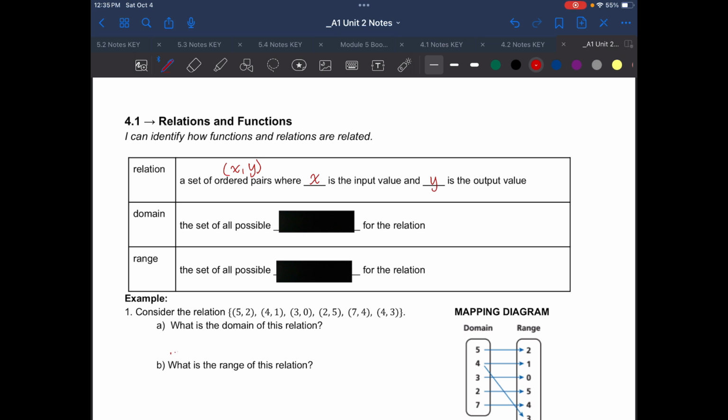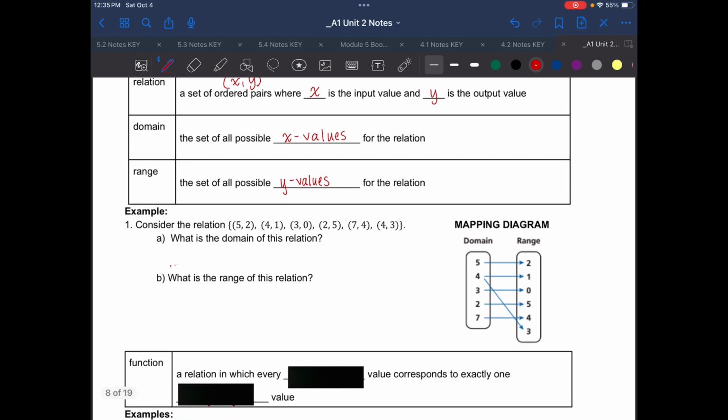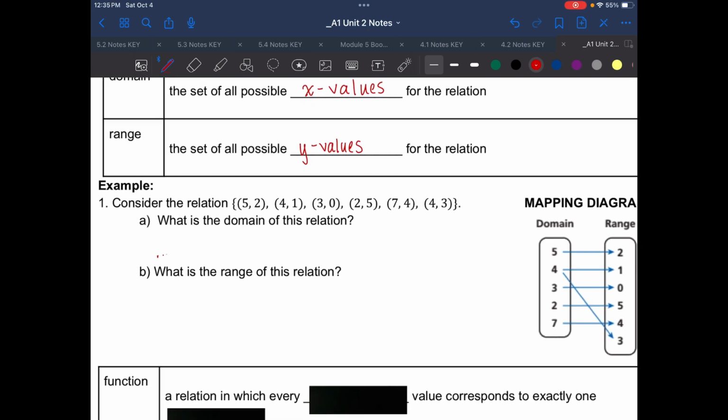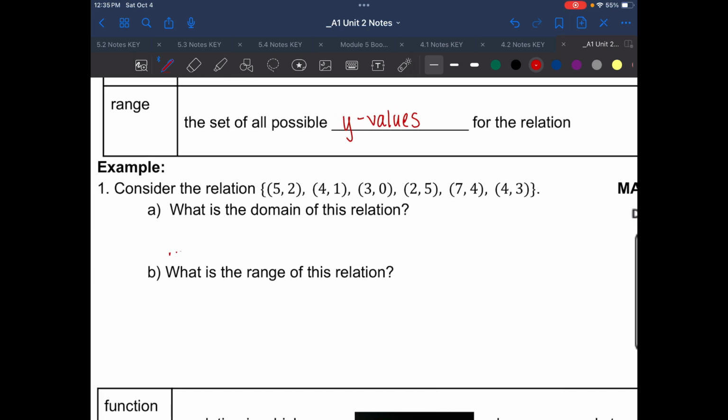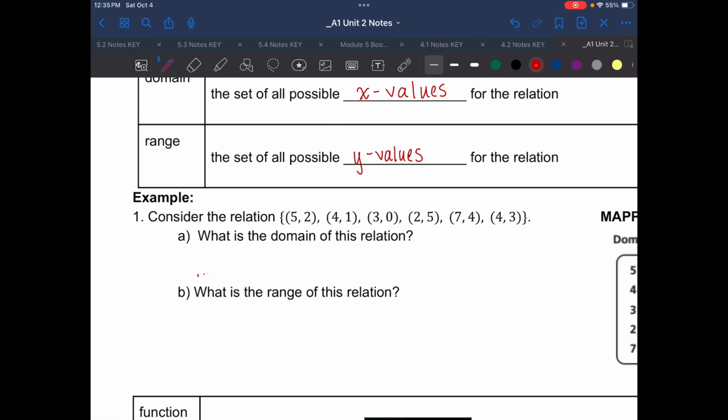The domain of a relation is the set of all possible x values for the relation. The range is the set of all possible y values for the relation. So we're going to look at a relation here. We've got 6 ordered pairs in our relation. What is the domain of this relation? Your domain, again, is the set of all possible x values for the relation.